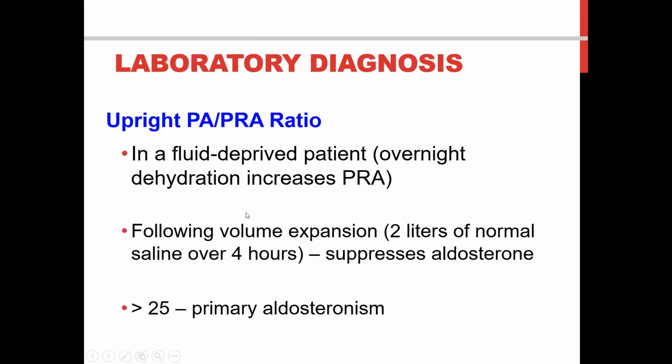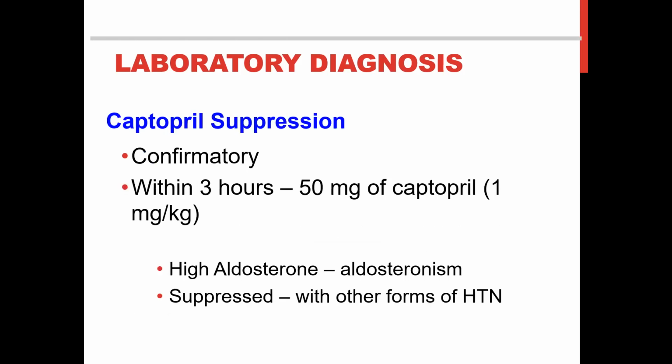And for the upright PA and PRA ratio in a fluid-deprived patient, overnight dehydration increases your plasma renin activity. And following volume expansion, 2 liters of normal saline over 4 hours, this will suppress your aldosterone, diba? And for the values, if more than 25, that would be primary aldosteronism.